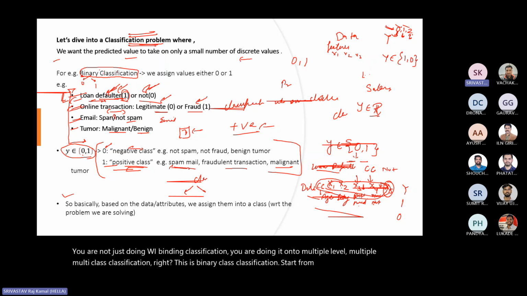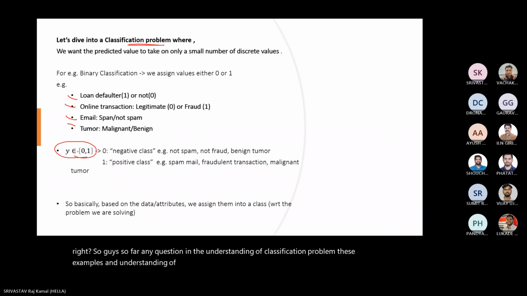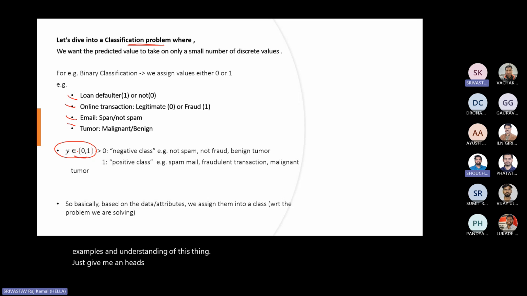So guys, so far, any question on the understanding of classification problems, these examples, and this thing? Binary classification, this is one of the types, right?